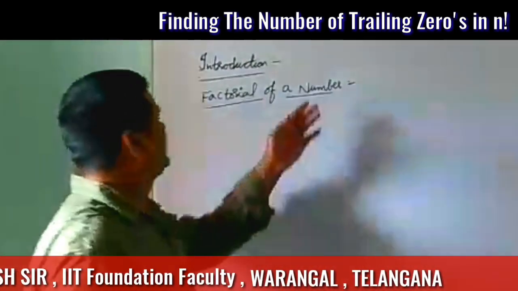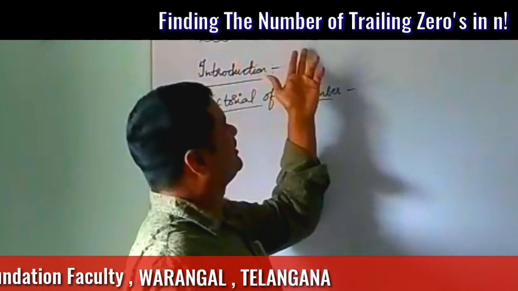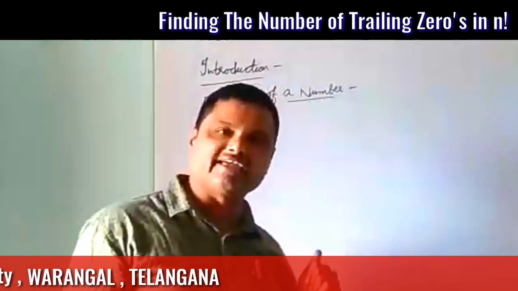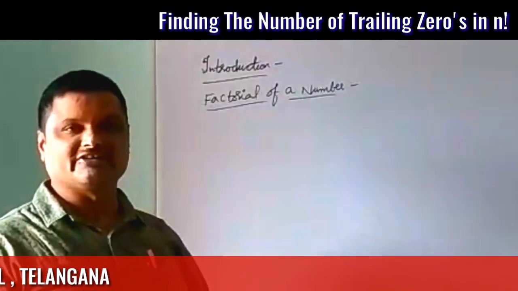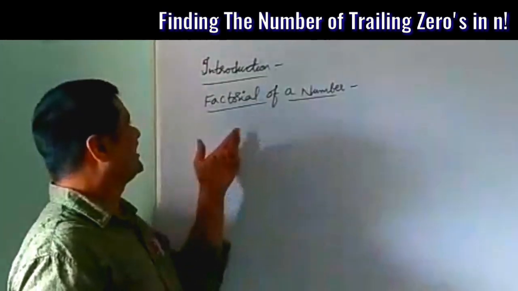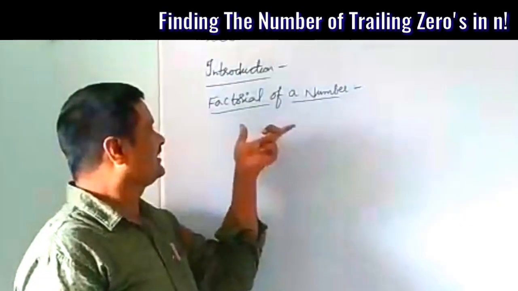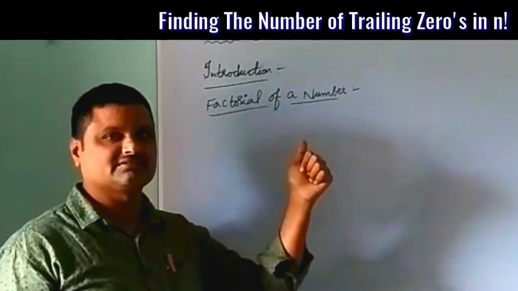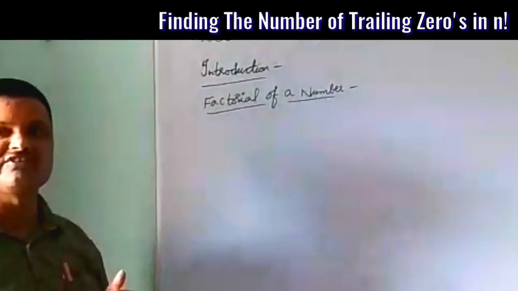Today, we are going to discuss finding the number of trailing zeros in n factorial. So, what do you mean by n factorial? Before that, we have to go through the introduction topic, nothing but the factorial of a number.